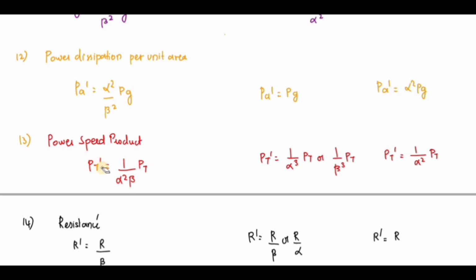Next, power speed product. So PT bar is equal to 1 divided by alpha squared beta into PT. If I substitute beta equal to alpha, I will get 1 divided by alpha cubed into PT. If I substitute beta equal to 1, PT bar is equal to 1 divided by alpha squared PT.